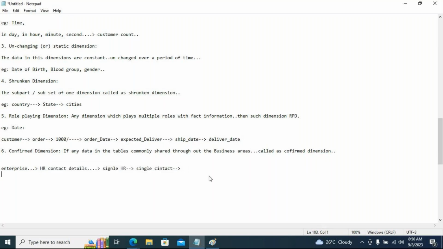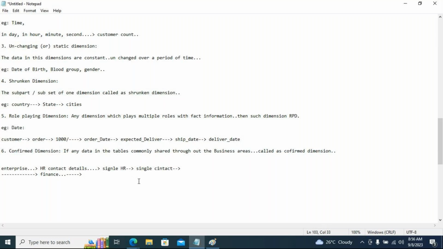Along with that, you can take finance tables. These are commonly shared throughout the business. Why finance tables? Who generates the pay slip? Finance teams generate the pay slip. Who makes sure the amount, your salary, is properly placed in your accounts? Such information is commonly shared throughout the business area. That's what these are called a conformed dimension.